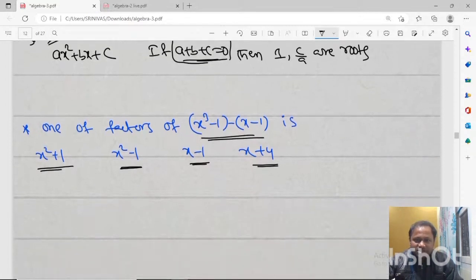Okay, let me do this. Everybody is saying option B. Option B. Somebody is saying x minus 1. Okay, let me check the solution.